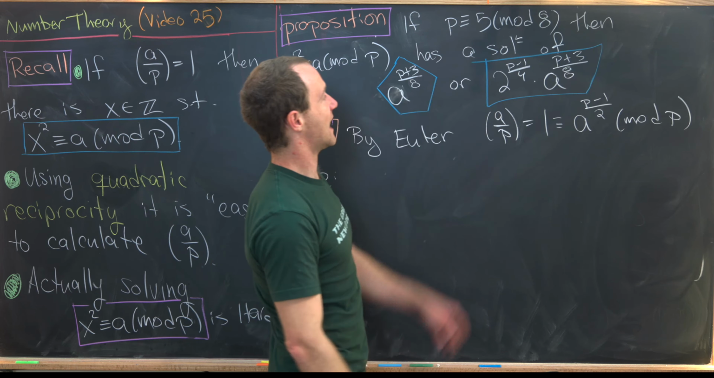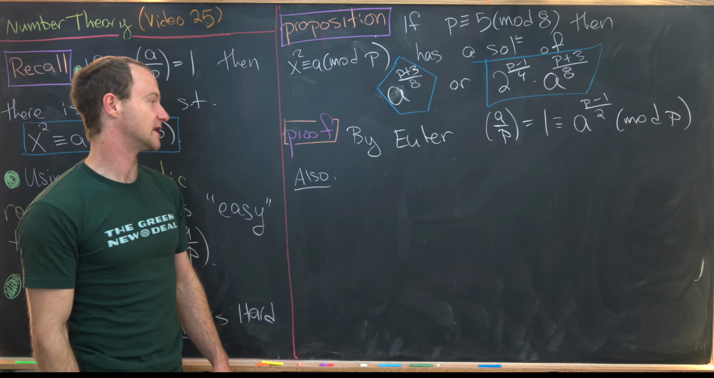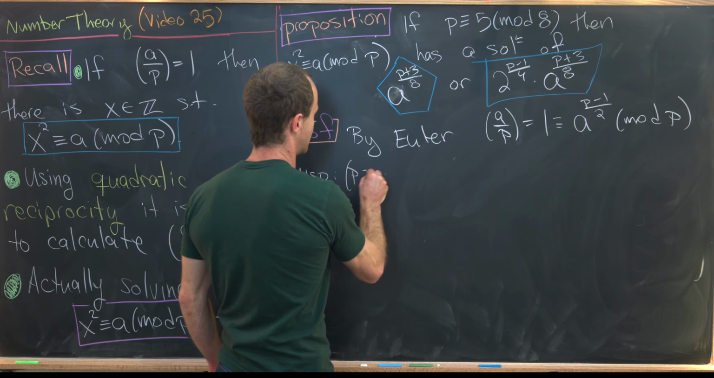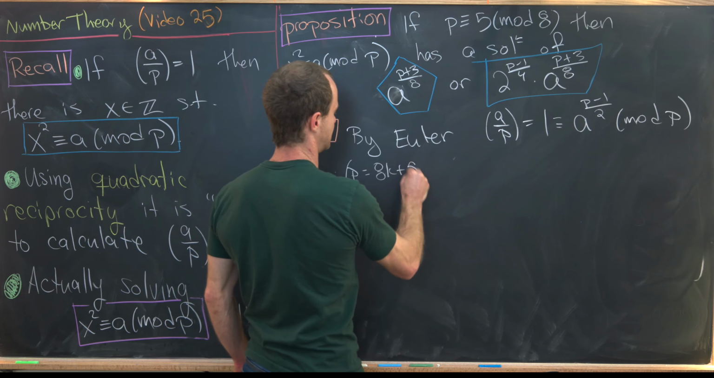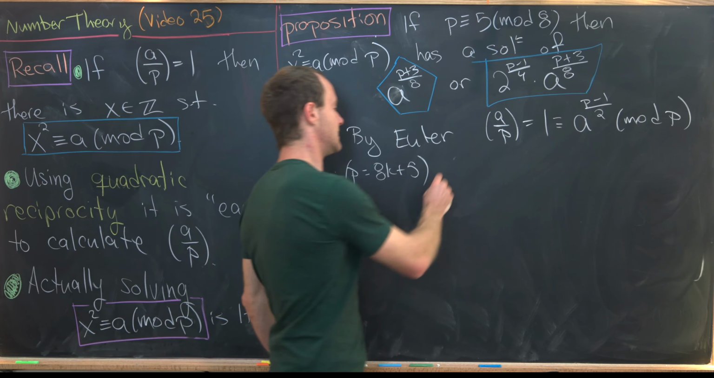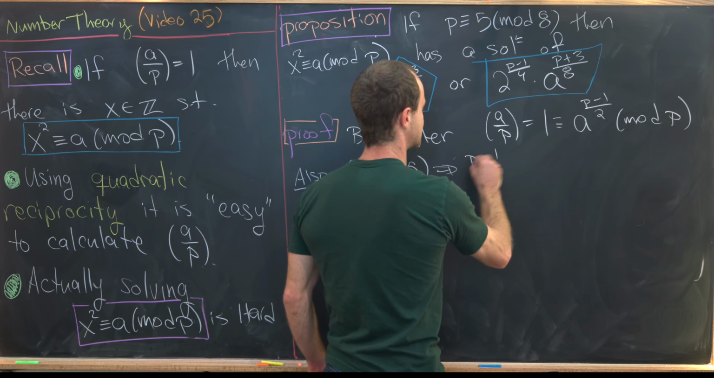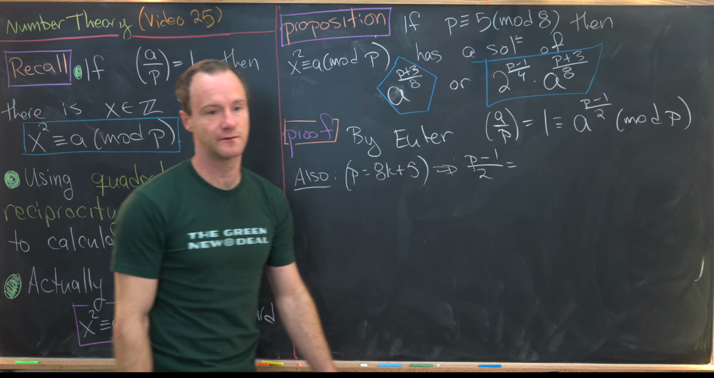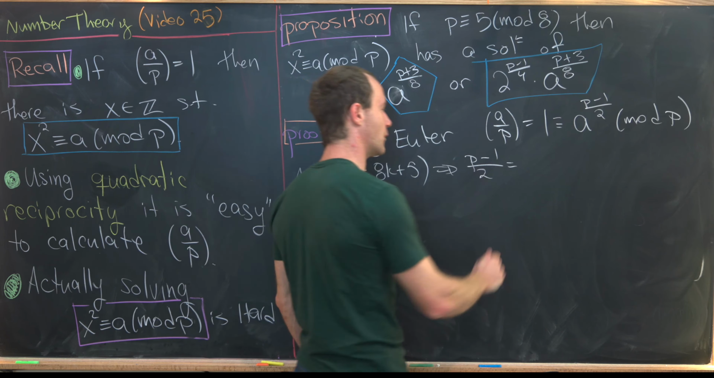Okay, another thing that we know is based off the fact that p is 8k plus 5. So let's write that: p is 8k plus 5 because it's 5 mod 8. That means that (p minus 1) over 2 has a special form. And what is that form? That is 4k plus 2.